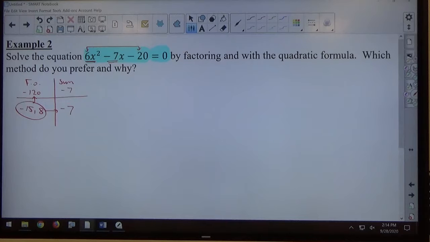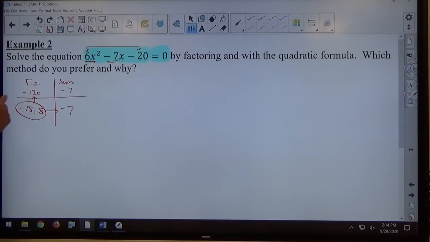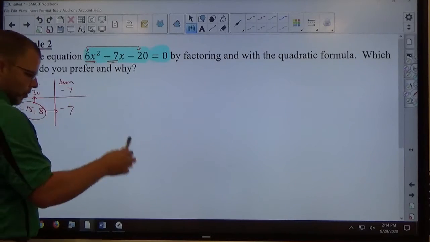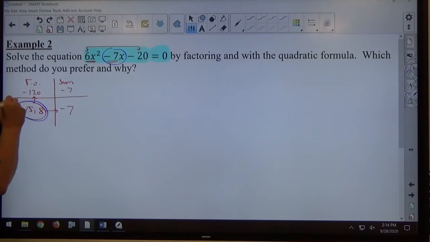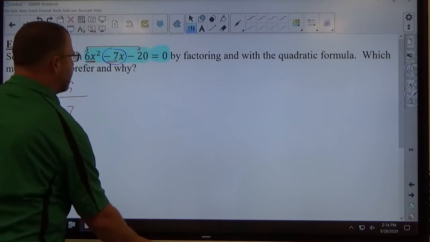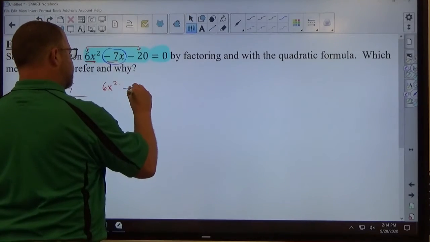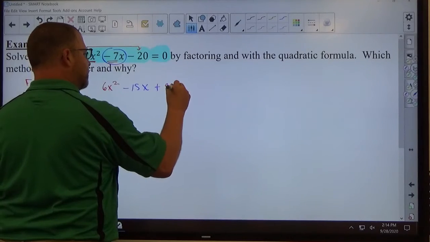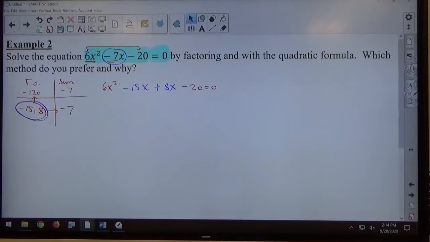And what we do when we have a quadratic trinomial with a coefficient in front of x squared that's not 1, in other words, it's not just x squared, it's 6x squared or 5x squared or 10x squared, is modify this middle term into these two coefficients for the x. So it's going to look like this: 6x squared minus 15x plus 8x minus 20 equals 0. That is the technique of factoring that we've learned for a coefficient not equal to 1 in front of x squared.